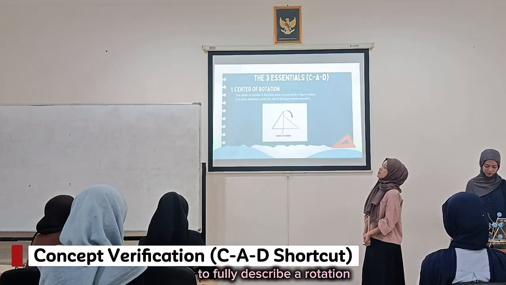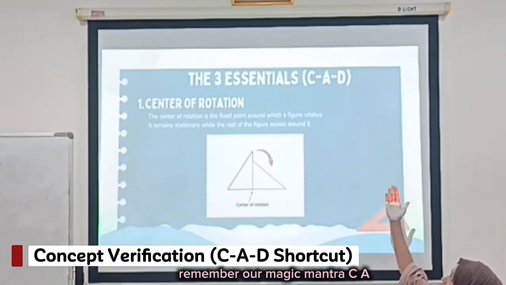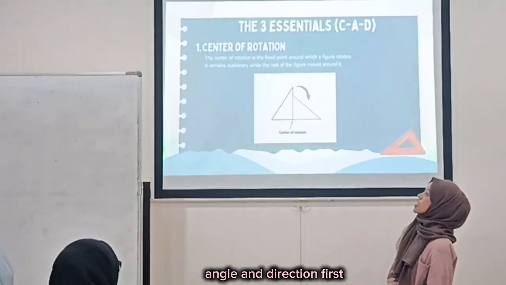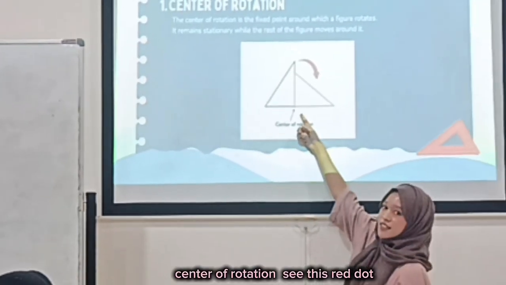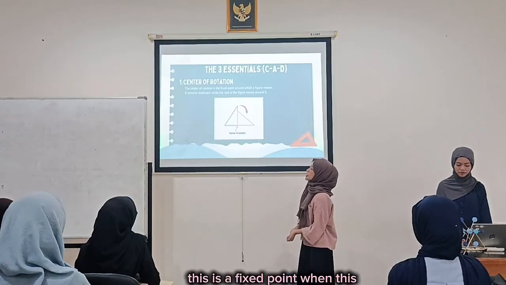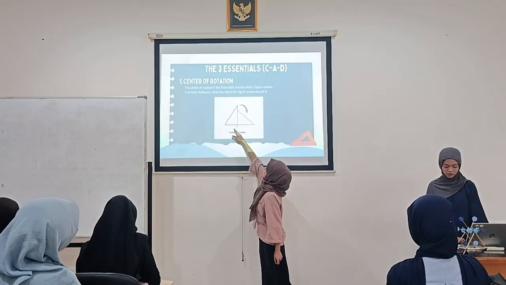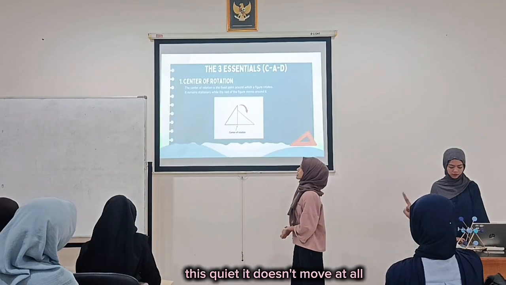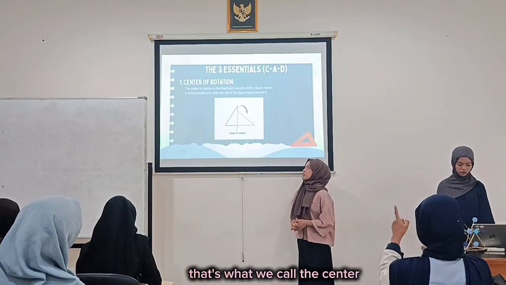To fully describe a rotation, remember our magic mantra C-E-D: center, angle, and direction. First, the center of rotation. See this rectangle? Yes. This is a fixed point. When this triangle turns or rotates, this point doesn't move at all. That's what we call the center.